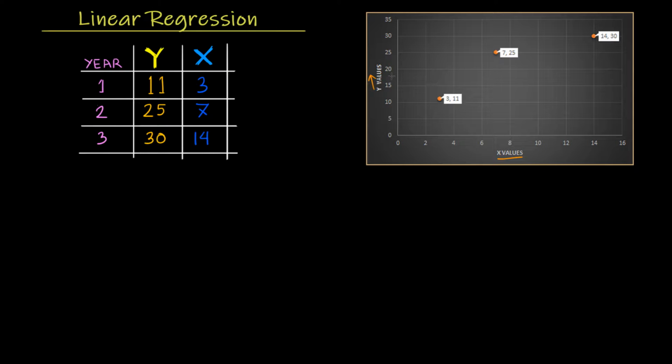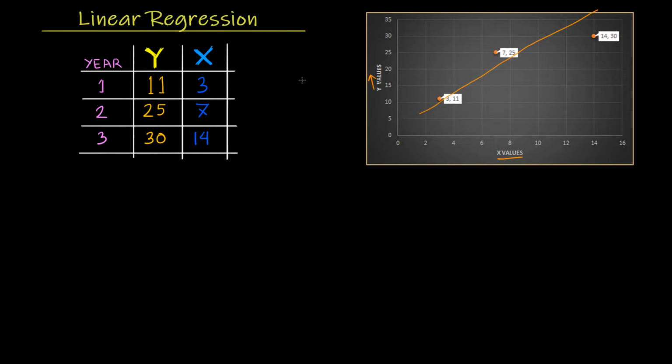Now, with linear regression, we want to come up with a line, a straight line, or the equation of that straight line that best fits this data set. For now, let's assume that the line that best fits this data set is this. Alright, now why do we need this line? We need this line basically to estimate the value of y when we have a value for x.